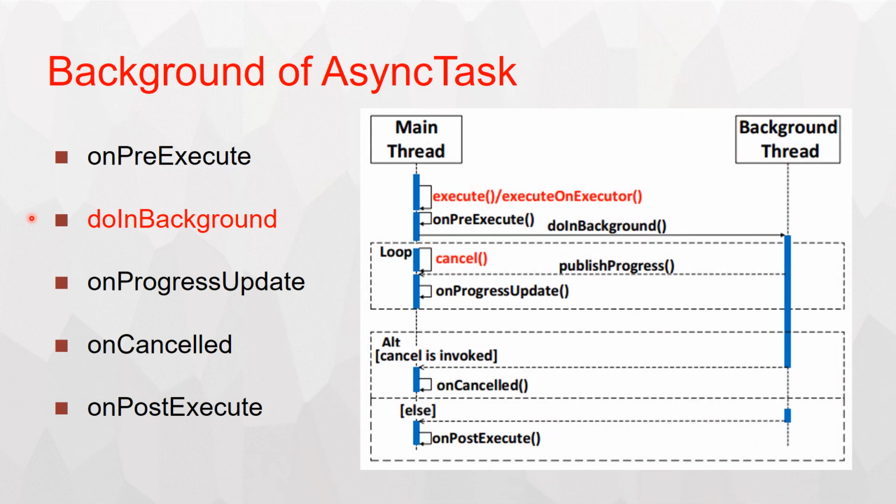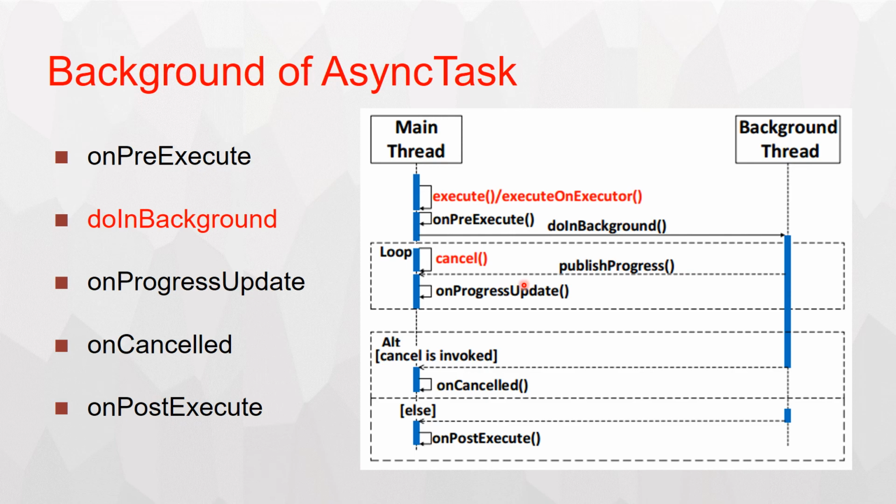This picture shows the interaction process between the main thread and async task. To use async task, we need to define its subclass and invoke execute or executeOnExecutor method to start a background thread. Before the background thread starts, onPreExecute will be invoked. During the execution of the doInBackground method, we can use onProgressUpdate to interact with the main thread.